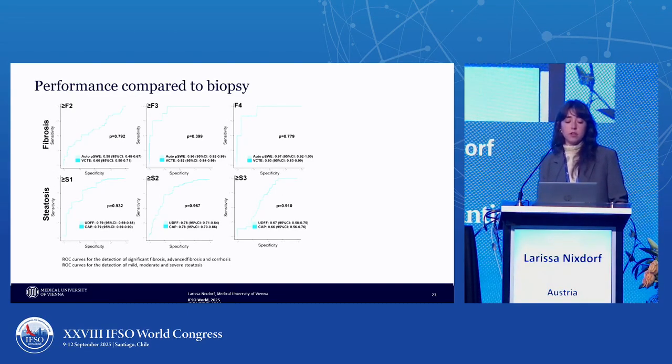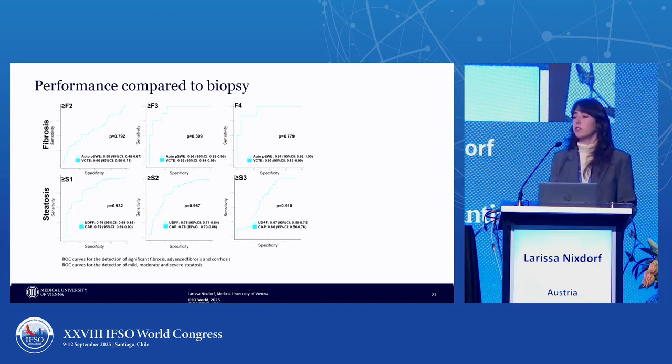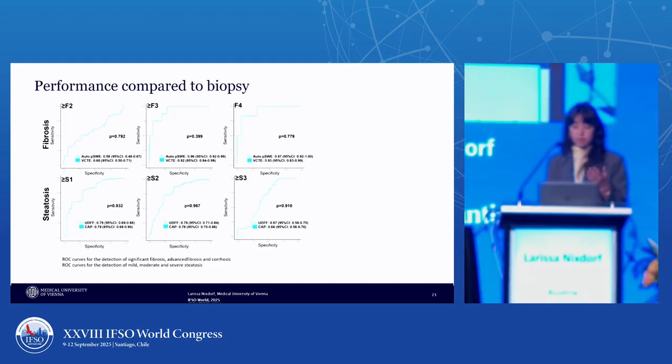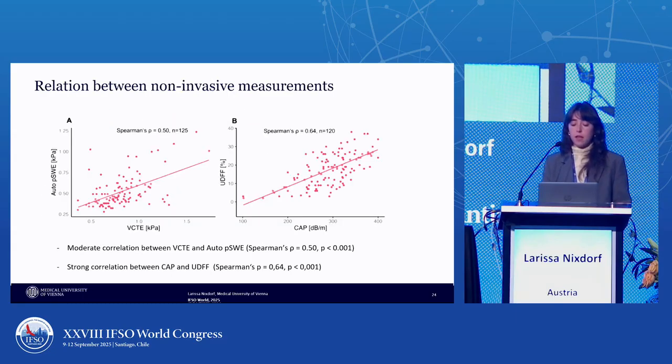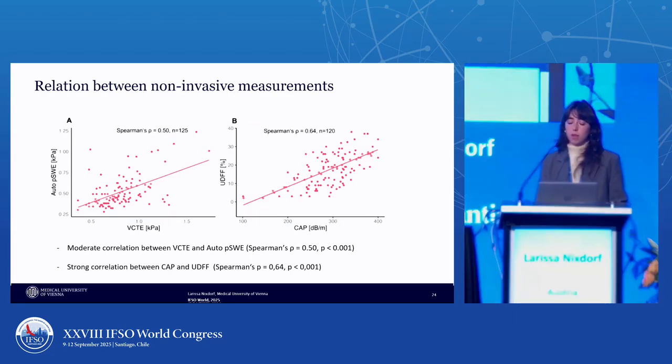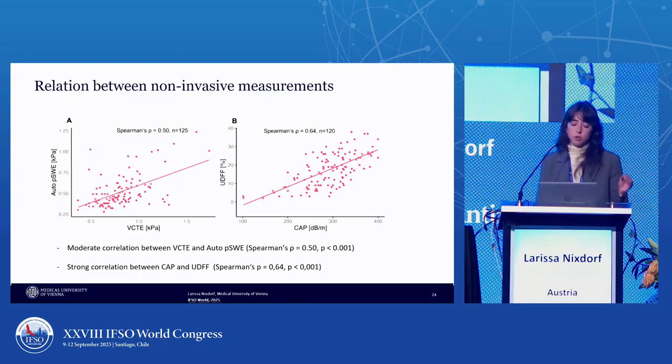So at first, we have a look at the performance of our non-invasive measurements compared to the biopsy. And as you can see at first glance, the methods performed best in advanced fibrosis or cirrhosis, or in mild steatosis. So you could say that in the extremes of the liver disease, the non-invasive measurements worked best. The mission of our work was to see if the newly developed methods are equal to the ones that we already have, to the FibroScan.